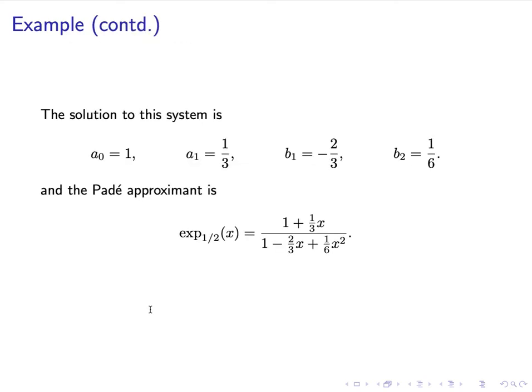So the solution to this system, if you solve it, gives a0 is 1, a1 is a third, b1 is minus 2/3, and b2 is 1/6. So the Padé approximant is a0, which is 1, plus a1 times x, which is a third, and on the denominator I have 1 plus b1, which is minus 2/3 times x, plus b2, which is 1/6 times x squared. So this is the Padé approximant of e to the x of order 1, 2.